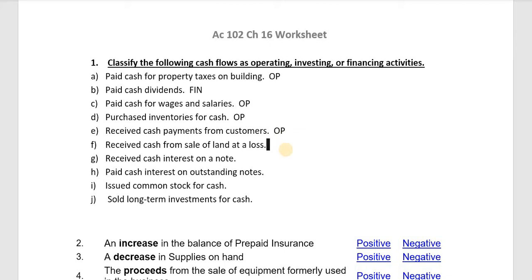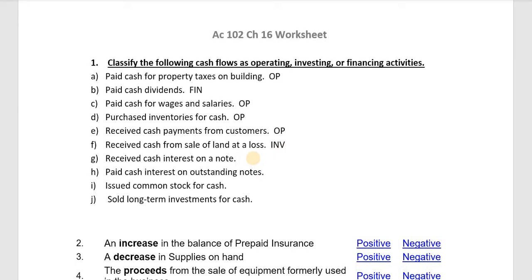F, received cash from sale of land at a loss. Well, when you bought the land, you were making an investment. When you sold the land, it's still an investing activity. What about that loss? Well, remember what we have to do with that. It's a non-cash event that the accounting department has put on the income statement, even though it had nothing to do with cash. So we're going to have to add that loss back to our income statement if we're using the indirect method.